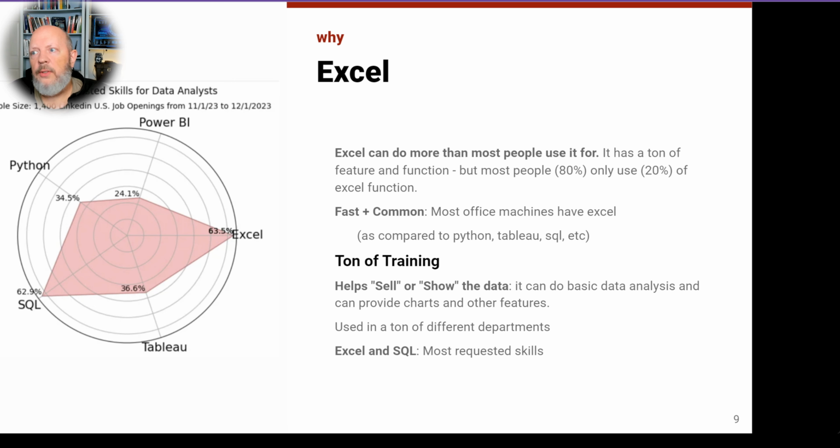Number 2, there's a lot of videos on Excel. You can go to LinkedIn Learning. There's a ton of stuff on YouTube. There's training everywhere. Okay. And number 3, Excel allows you to call somebody's bluff or not call somebody's bluff.